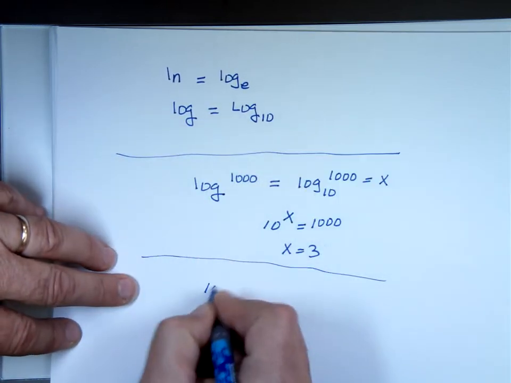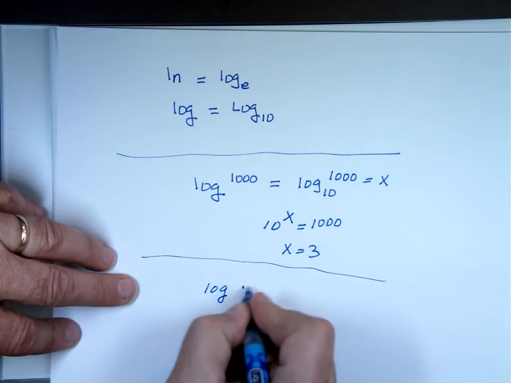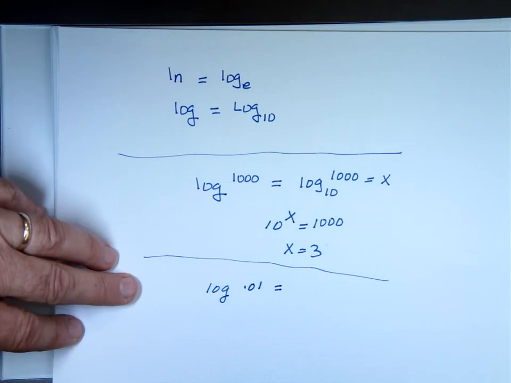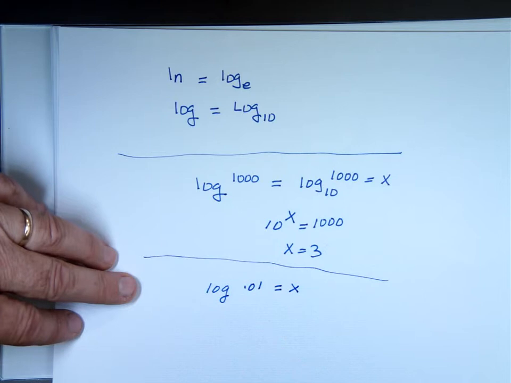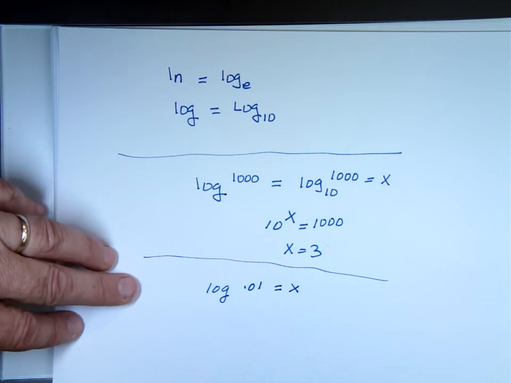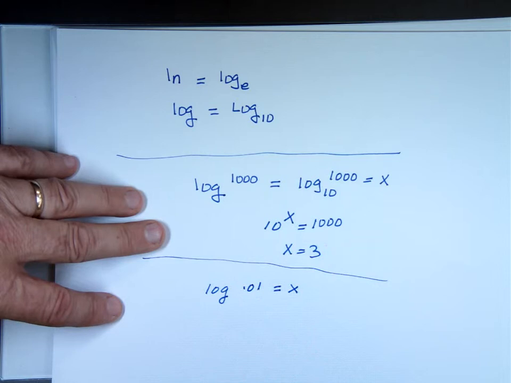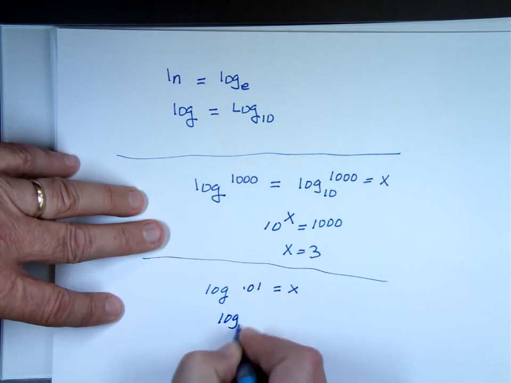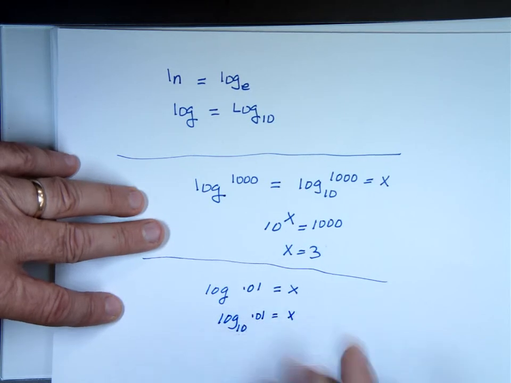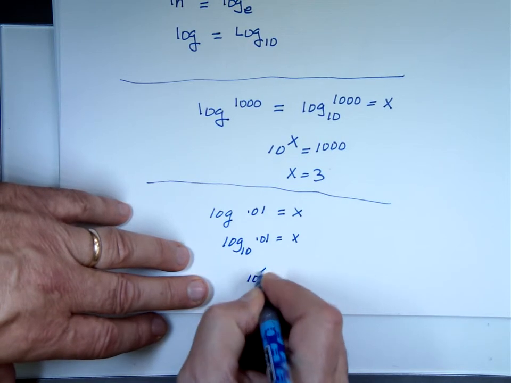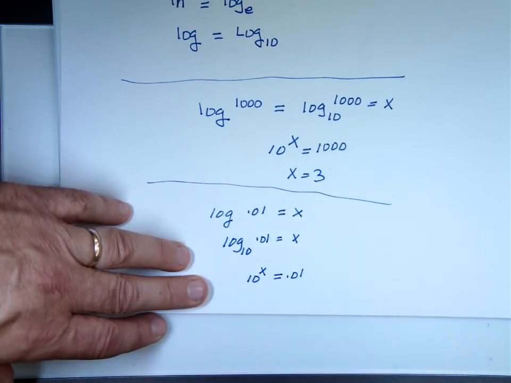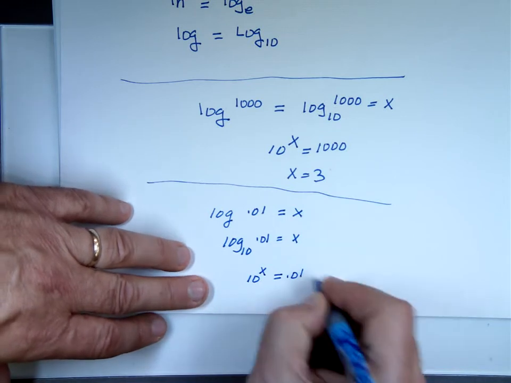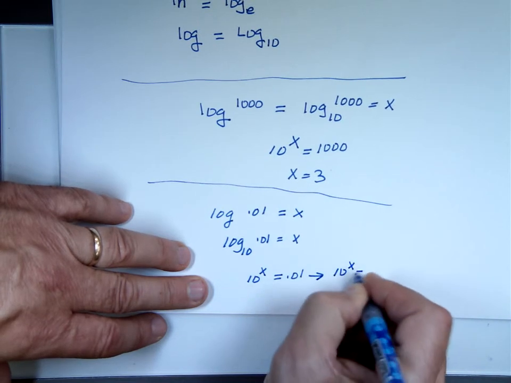Not using the calculator, let's do this by hand first. What's the answer to this? Log of 10 to the minus 2. Since there's no base, it's assumed to be base 10. So you have 10 to the power of x equals 0.01. 0.01 is 1 over 100. 10 to the power of x, you said that's what? 1 over 100.